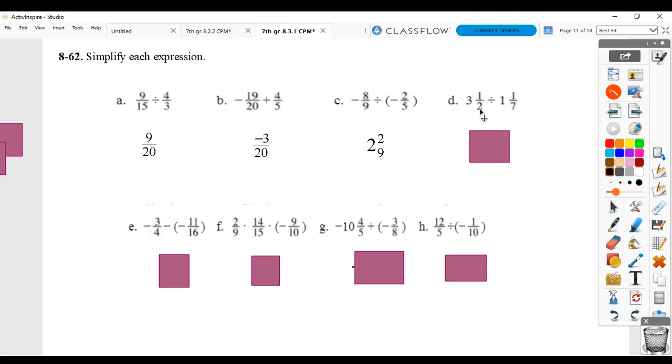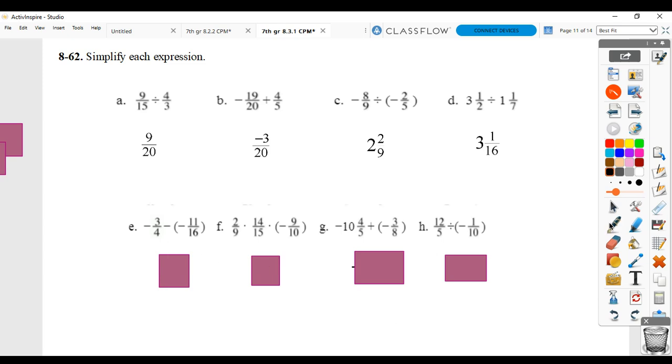For D, you should first change these to improper fractions, or this book series calls them fractions greater than 1. So 7/2 divided by, looks like 8/7. Then do your keep change flip. Final answer is 3 1/16.